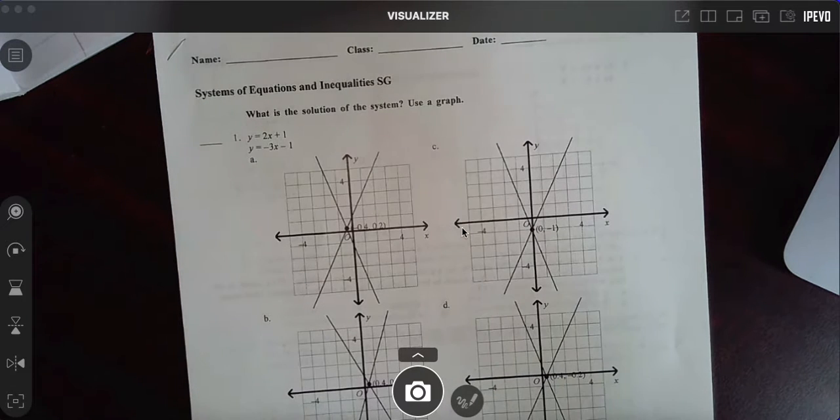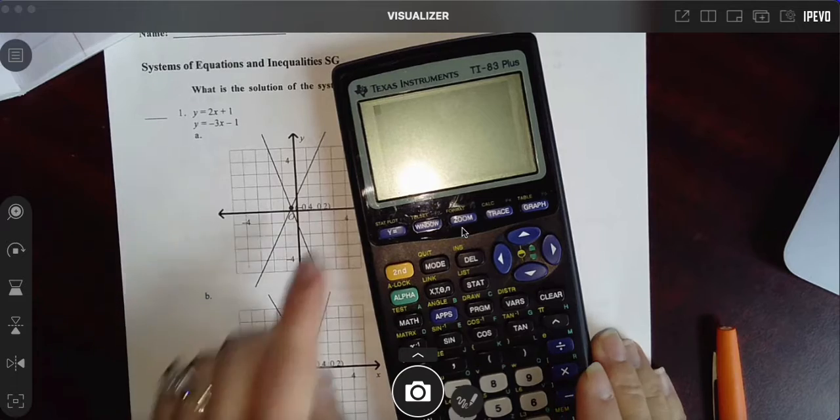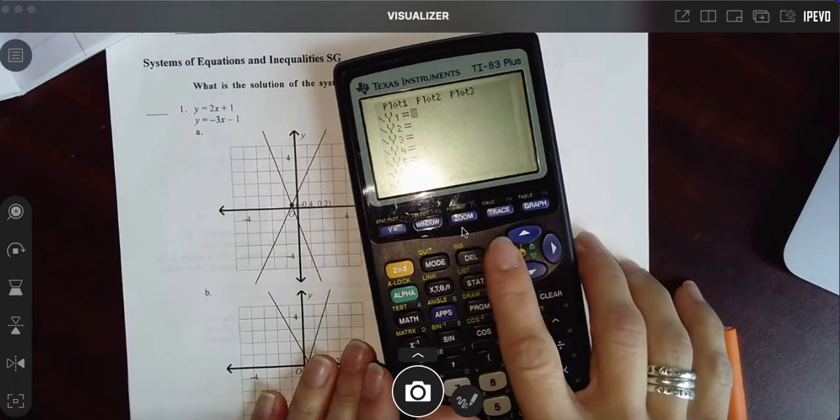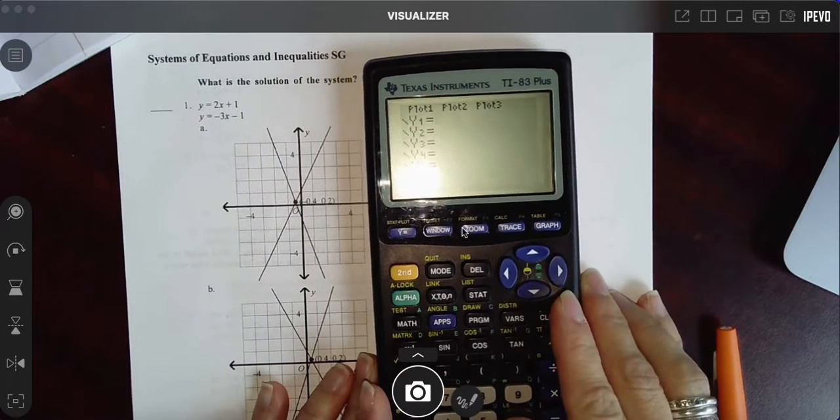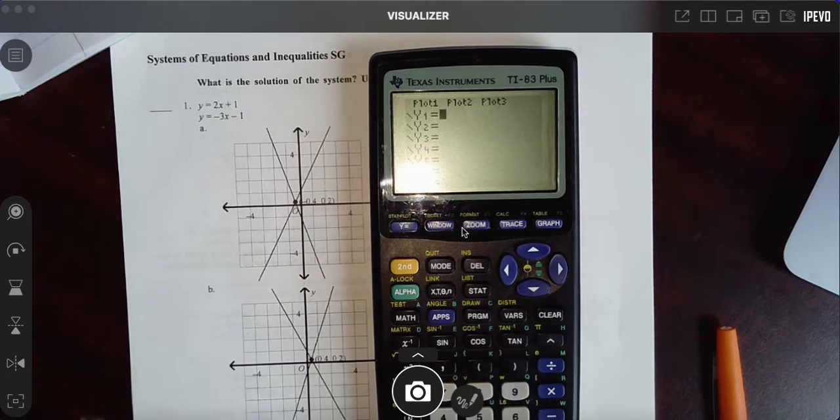Does anybody want me to remind you how to do that? Yes. Okay. All right. Today's the day to do that. So I'm going to go to y equals and clear it out. And this is just equal to, I'm not doing any shading.